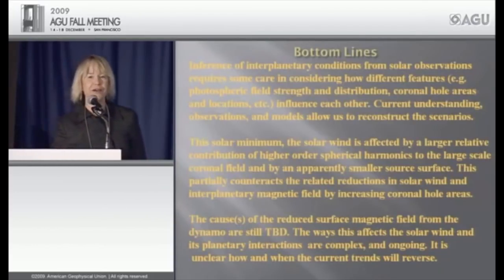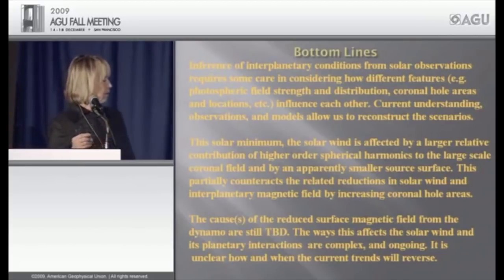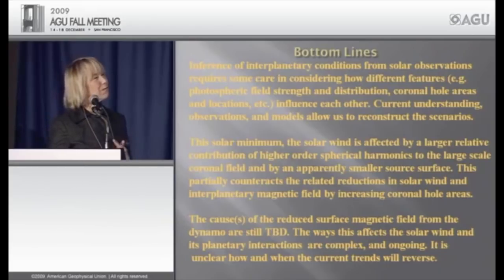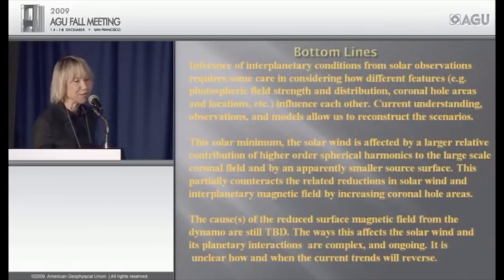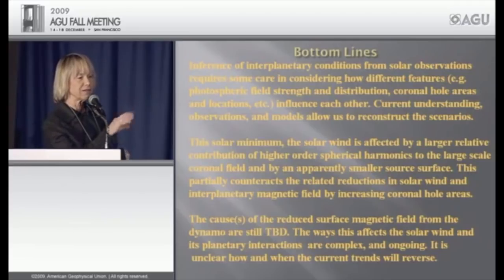So the bottom lines are here, and they essentially repeat what I say. I don't know if I have time to read through these. The inference of interplanetary conditions from solar observations requires some care in considering how different features of the photosphere map out. There are coronal hole area considerations. There are considerations of the locations of the coronal holes and where they are mapping to on the surface and what kind of flux is contained in those open field regions. And we should bring all this knowledge to bear on this current solar minimum.